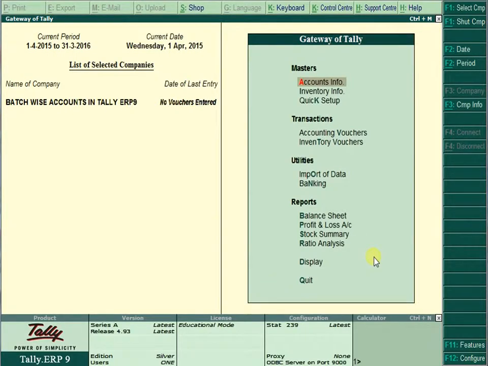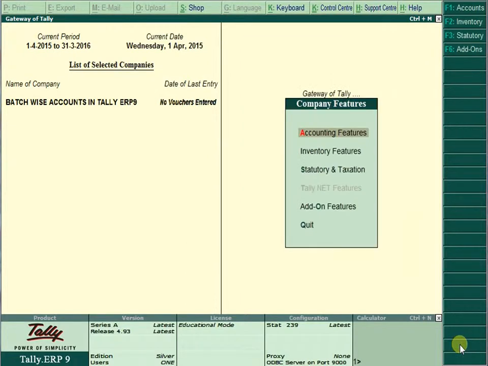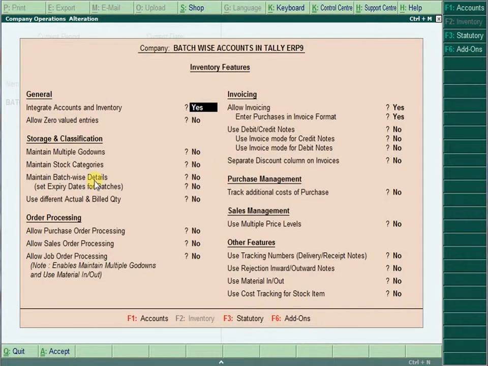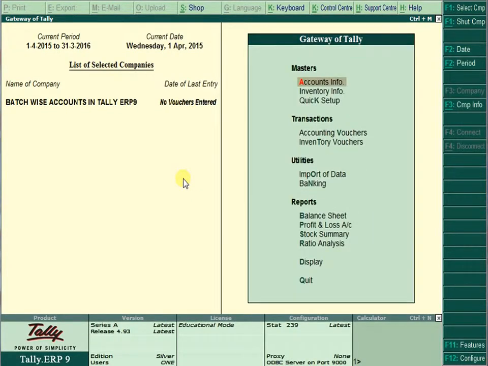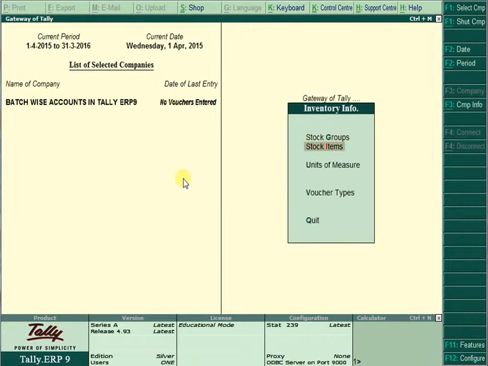In this session we are going to learn batch wise accounts in Tally. For this, first we should enable one feature. To enable that, press F11, then go to inventory features, and here set "maintain in batch wise details" to yes. Then save. After saving this, go to inventory info, stock.